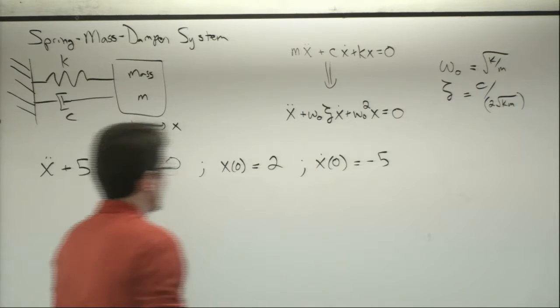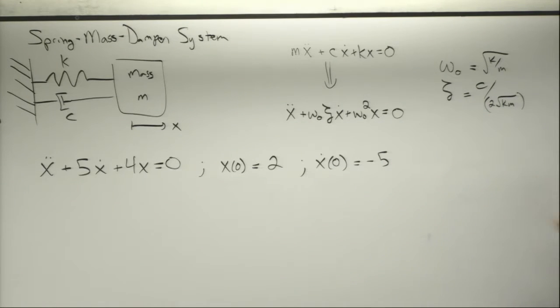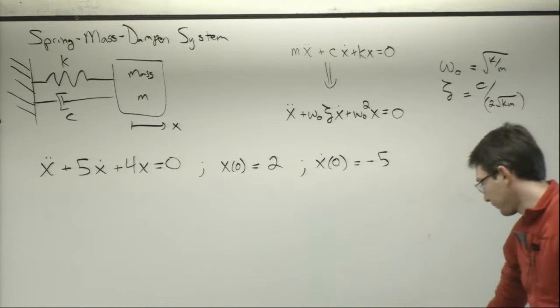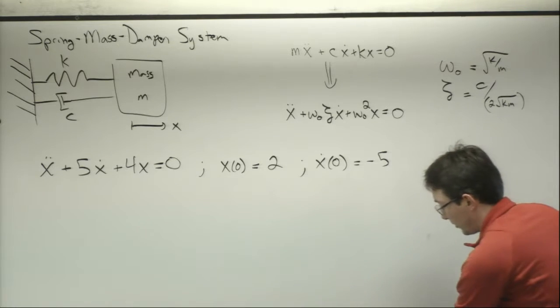Good. So this is the differential equation. We just picked some omega naught and some zeta. I think omega naught is 2, and zeta is 5/4. Okay, so now we're going to solve this using Laplace transforms.